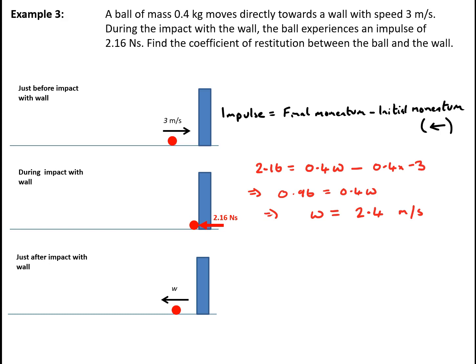And now we can say that the coefficient of restitution, e, is the ratio of the speed of separation to the speed of approach. The speed of separation is 2.4 meters per second. The speed of approach is 3 meters per second. So we have e is 2.4 divided by 3, which is 0.8.